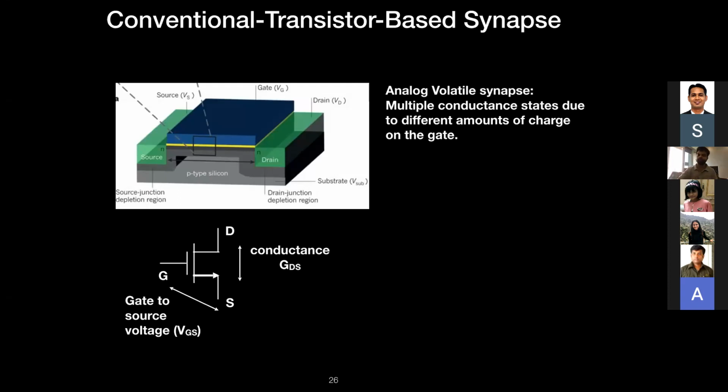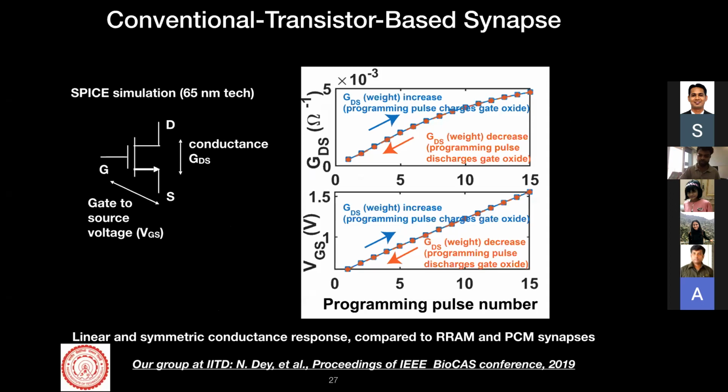At the same time, when you try to do neural network training, I don't need to remember those intermediate weights forever. I need to remember them for a short period of time. And that's why the question is, can we use volatile devices like transistors to do the computing?